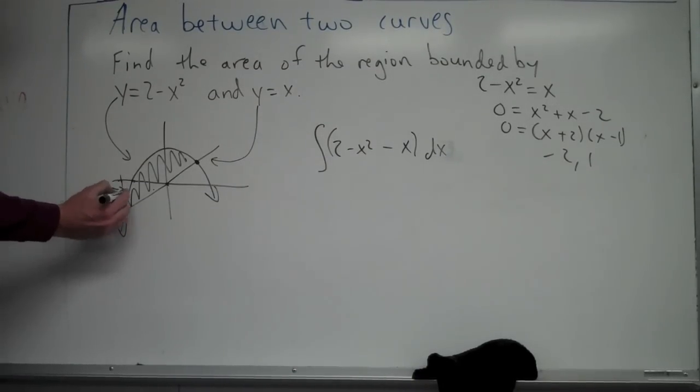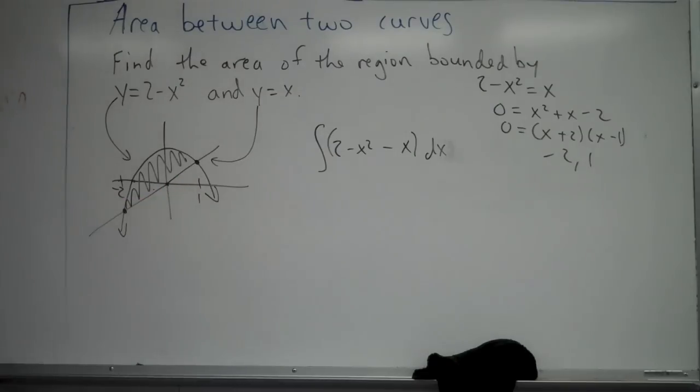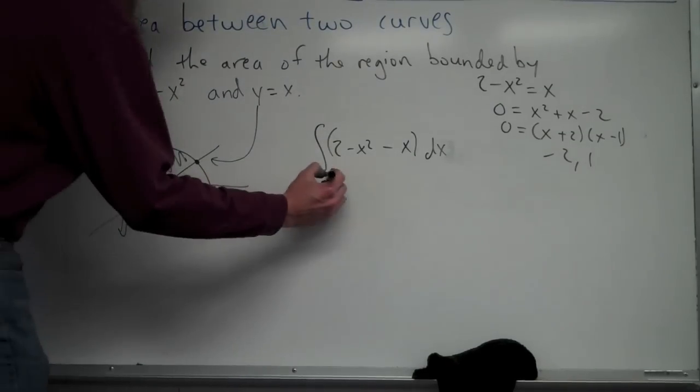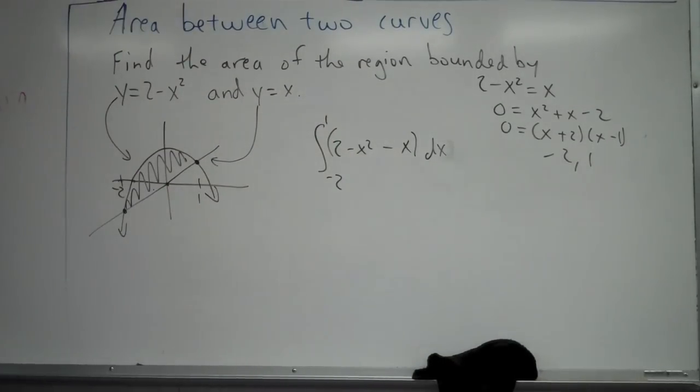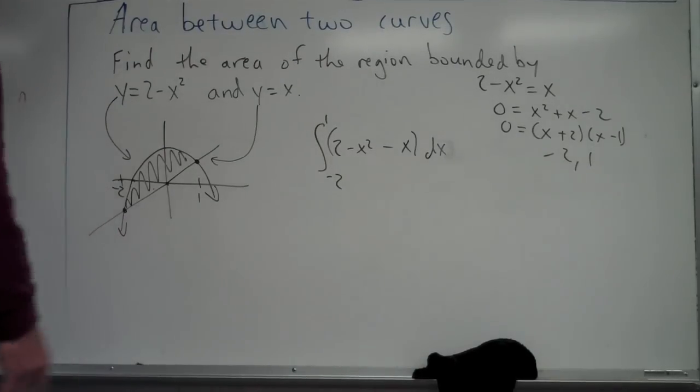So that right there, that intersection occurs at negative 2, this intersection right here occurs at 1. So that's going to be my limits on my integral. Okay? And now we're just integrating.